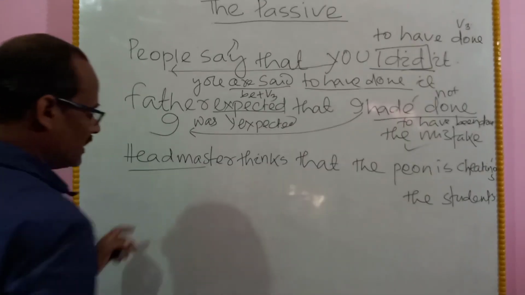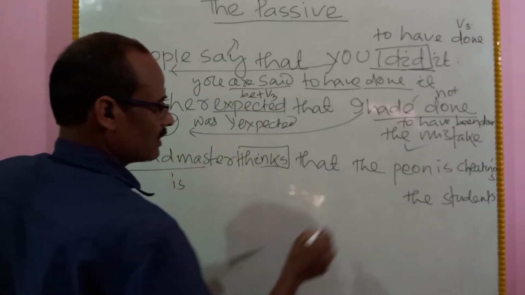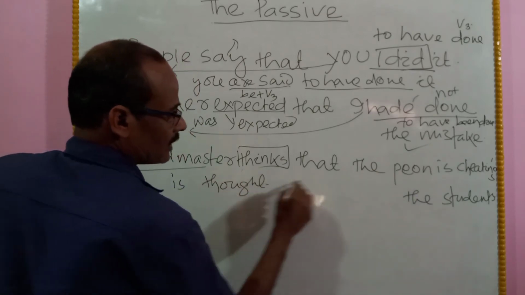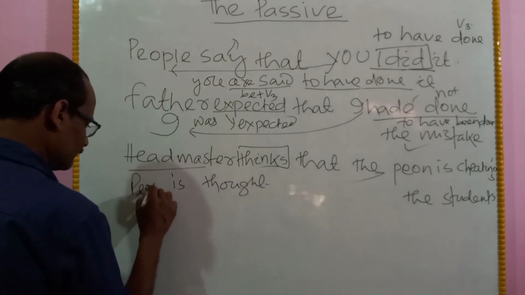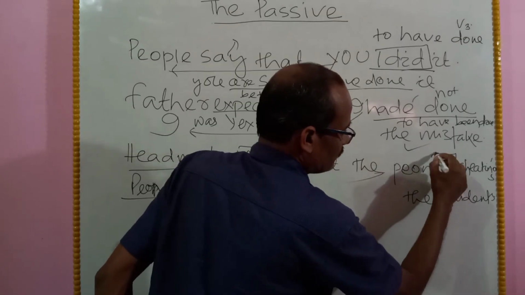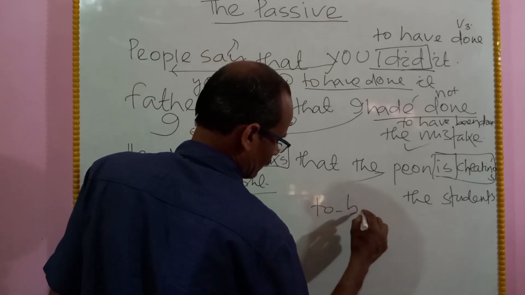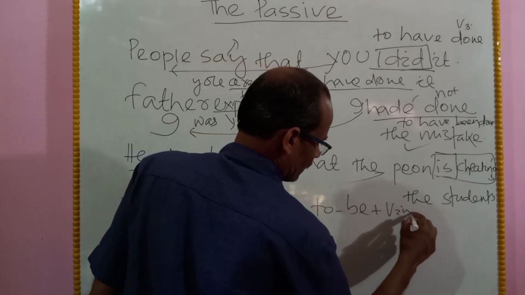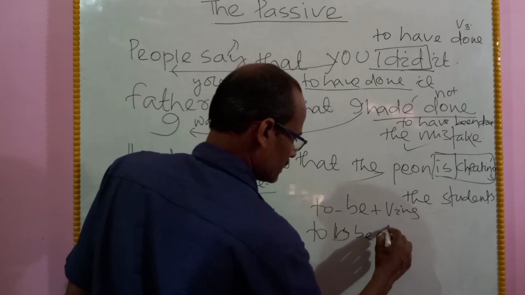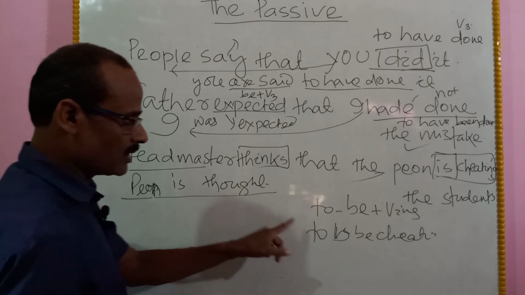Come to the third sentence: headmaster thinks. Present simple, easy. Think, thought. The peon is thought. It is present progressive. So the present progressive turns to be plus verb-ing: to be cheating. You add: the peon is thought to be cheating the students.